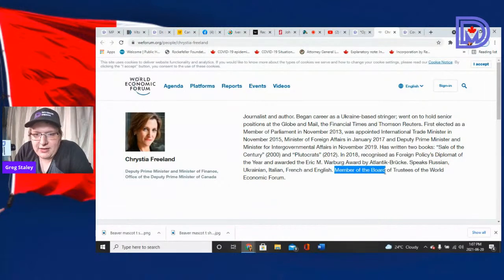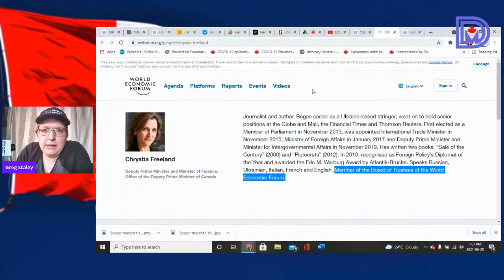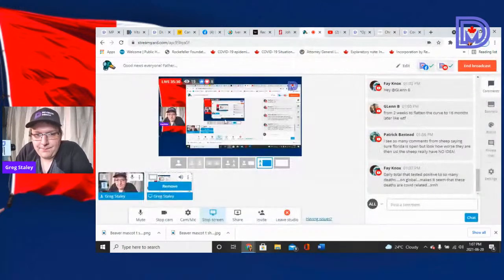Member of the Board of Trustees of the World Economic Forum, everyone. Okay, let that sink in. Deputy Prime Minister of Canada, member of the Board of Trustees of the World Economic Forum, who's calling for the Great Reset and a radical change to capitalism and the Fourth Industrial Revolution. Nothing to see here. Okay.